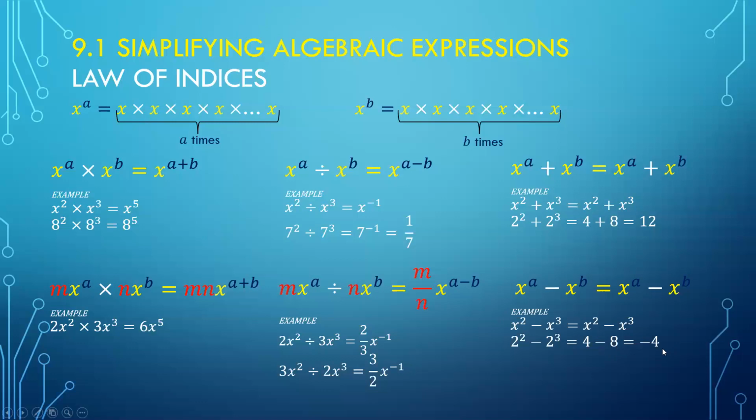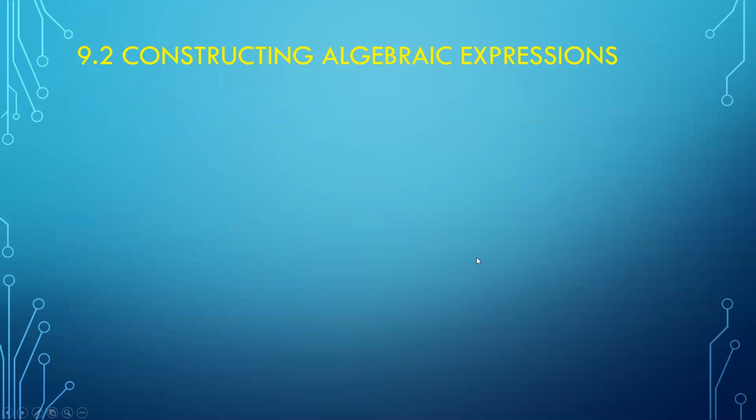All right. So basically, this is how we simplify an algebraic expression. From these two terms, it becomes 1 term. All right. Next, we are going to learn how to construct algebraic expressions.